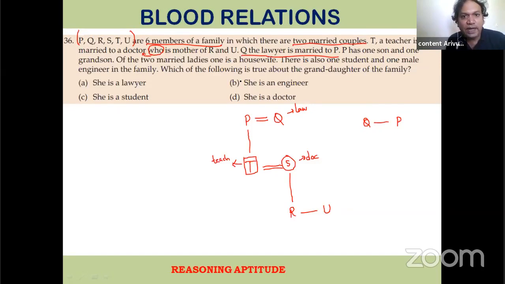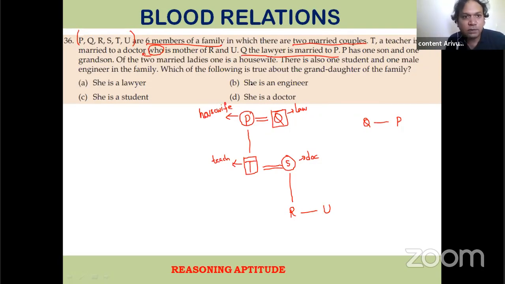Of the 2 married ladies, 1 is a housewife. Who are the 2 married ladies? 1 is the doctor and this is the lawyer. So this can't be the married lady. The married lady must be P, because this is the lawyer, right? The lawyer can't be the housewife. So P is the housewife.